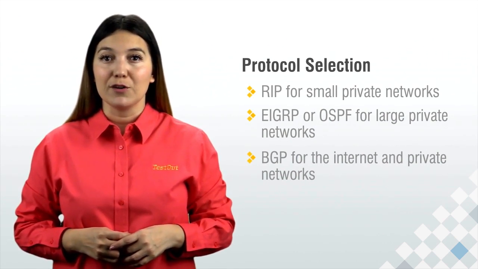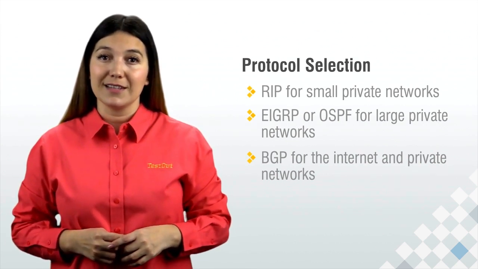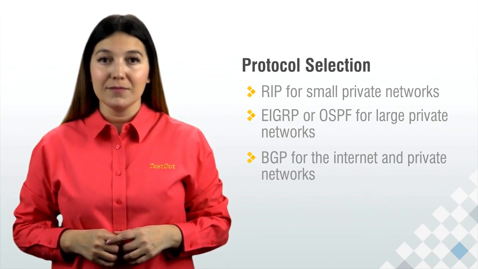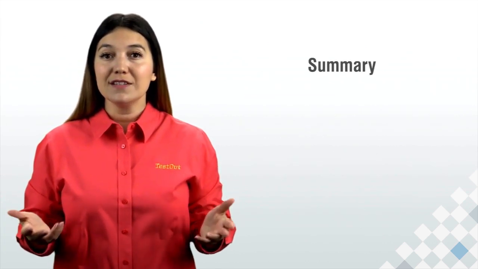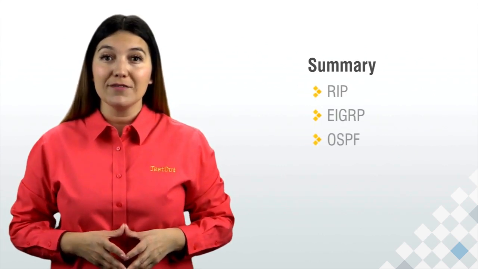When you run BGP on your private network, you're using routes on the internet to choose the best route to the destination, and you're also advertising your own private routes onto the internet. Now let's review. In this lesson, we talked about commonly used routing protocols. We reviewed RIP, EIGRP, OSPF, and BGP.